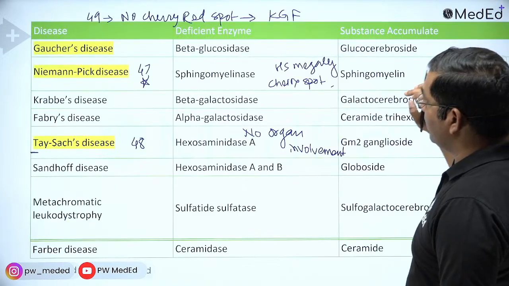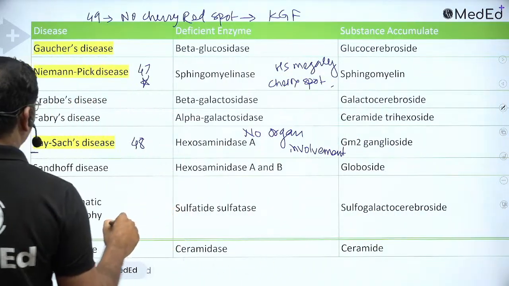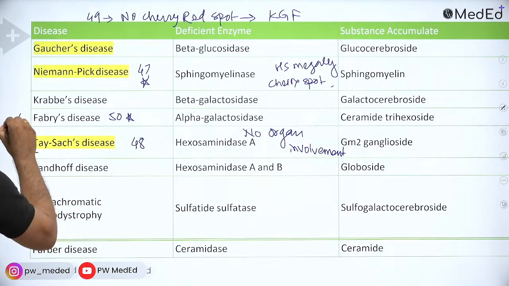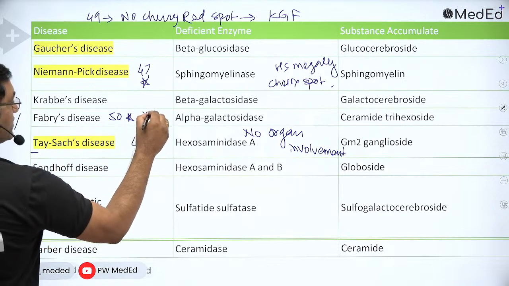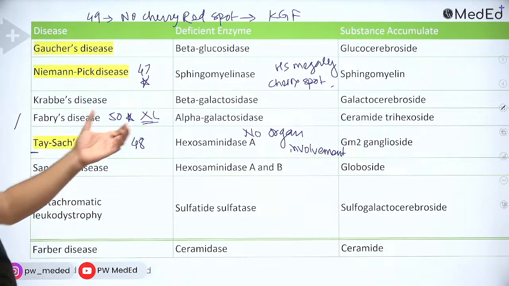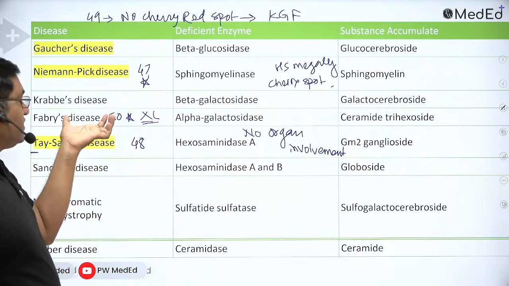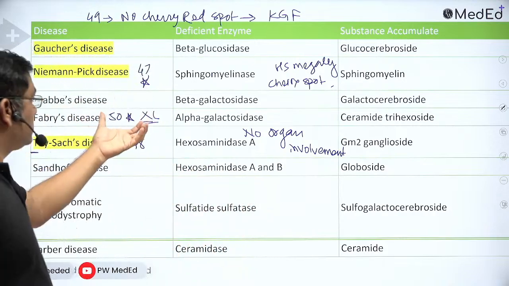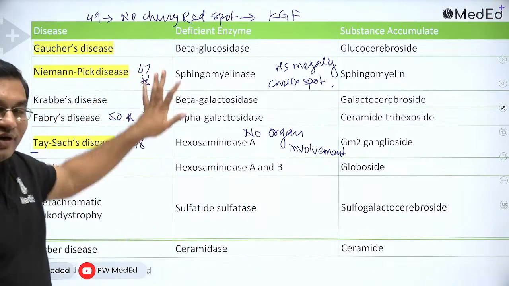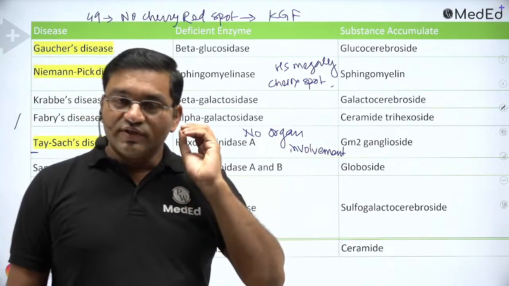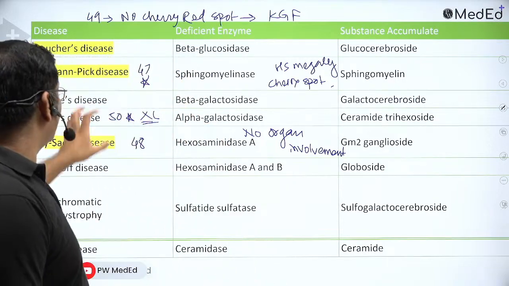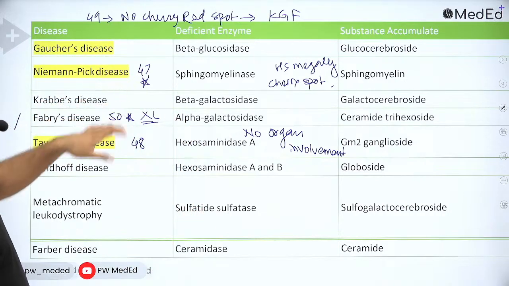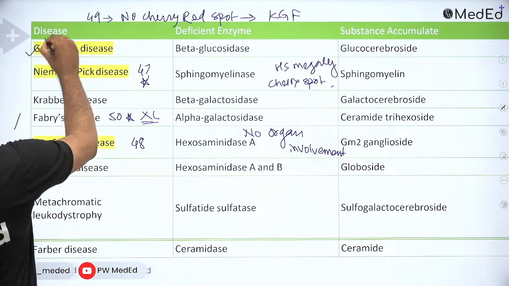Of this, wait, point number 50, Fabry's disease. Fabry disease is X-linked. All the others are autosomal recessive. This is an X-linked disorder because of alpha galactosidase defect, and there are angiokeratomas, telangiectatic skin lesions in Fabry's disease. So overall in lysosomal storage disorders, these are the frequently asked MCQs, but Gaucher's is the most commonly asked disease.